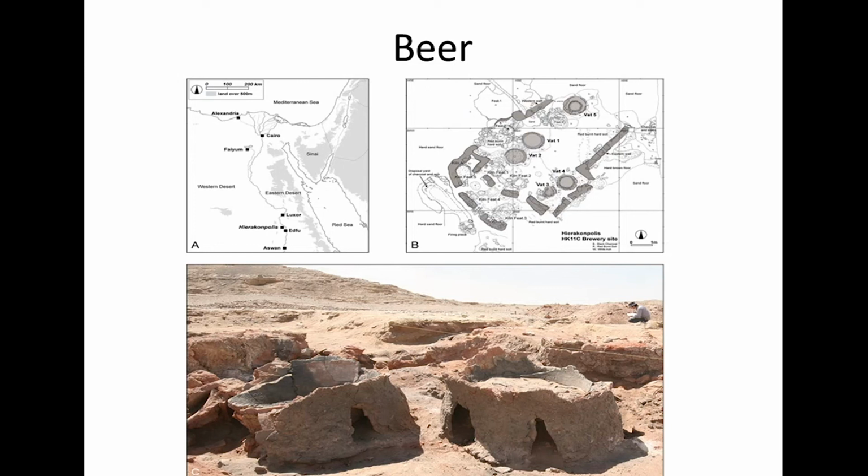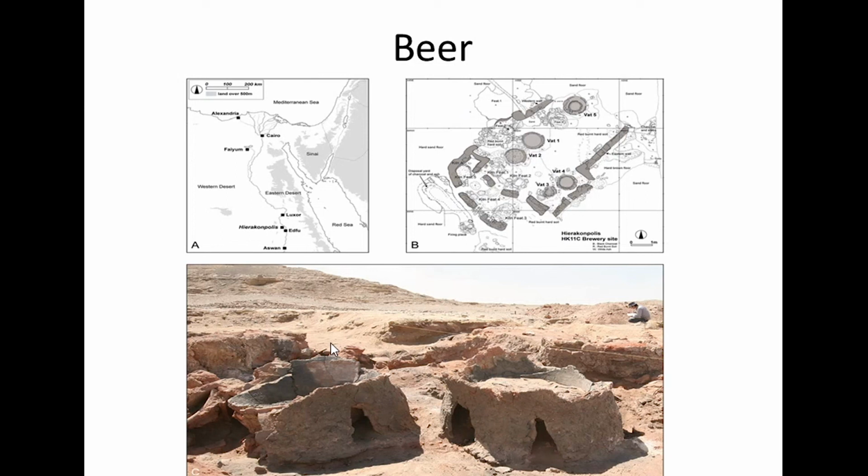This is a brewery, basically. We're back at the place I struggled to pronounce earlier. We're back at Hieratic, which is there on the map. This is a plan of an archaeological excavation showing multiple vats of beer. This is a photograph. These are the vats. You put fire under here to warm things up.